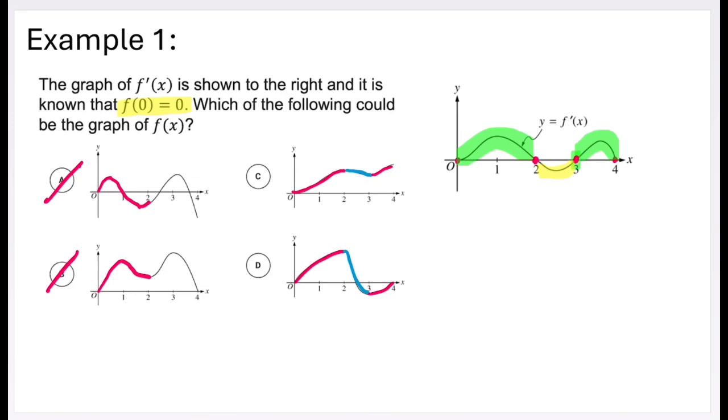Now, let's go ahead and look at our critical points here, the places where the first derivative is equal to 0. So when f prime of x is equal to 0, we're going to have a horizontal tangent on the original graph.